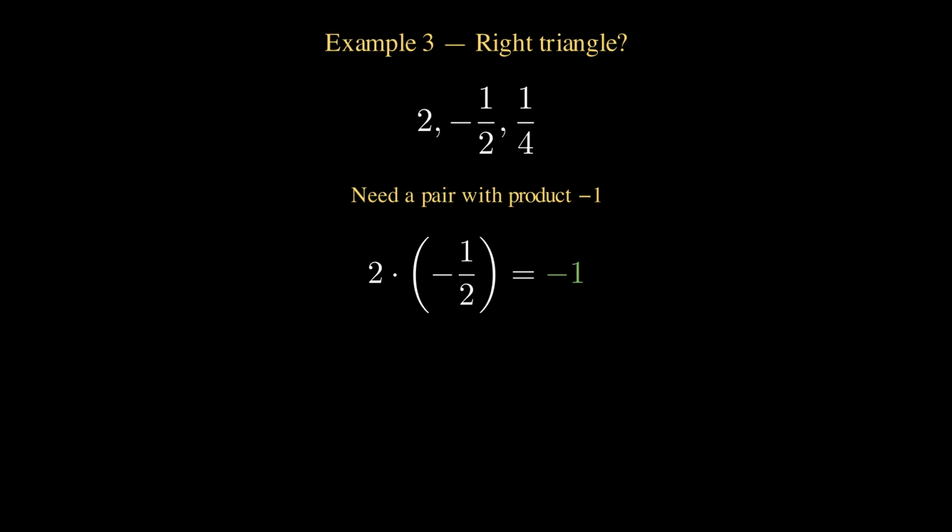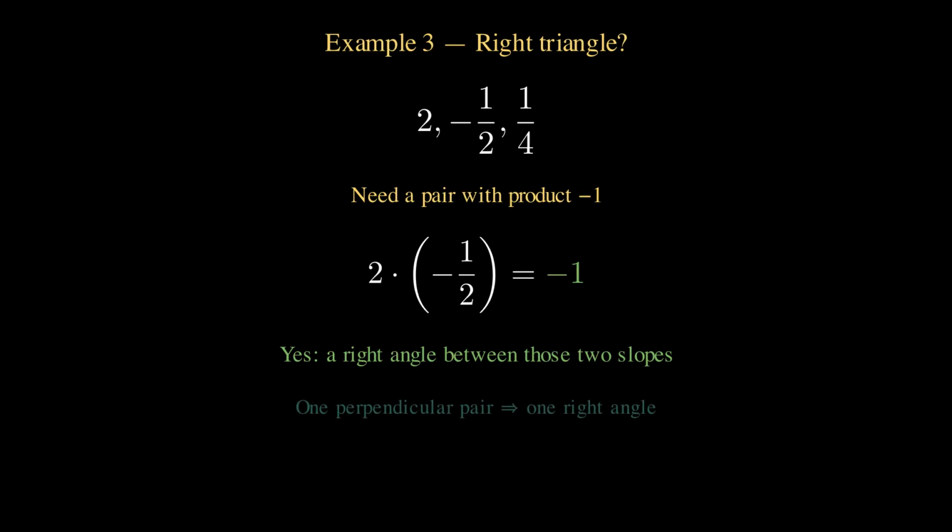If the 3 lines are not parallel and they intersect in 3 different points, the triangle formed has a right angle between the slope 2 line and the slope -1/2 line. Notice the third slope does not need to be perpendicular to anything else. One right angle is enough for the triangle to be right.